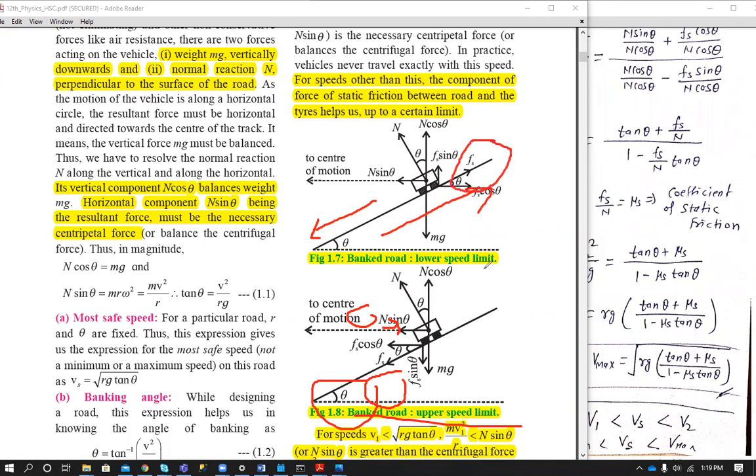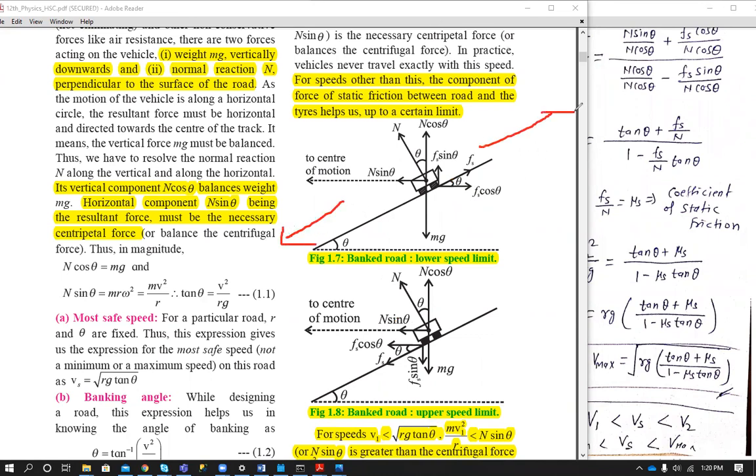Whereas in the second case, the vehicle will travel on the inner side, that's why the frictional force acts in the upward direction, along the inclined surface of the road. In the second case, the speed of the vehicle is more than the safety speed. As the speed is more than the safety speed, the vehicle will travel on the upper side of the road. So as it is traveling on the upper side of the road, it will feel frictional force along the inclined surface of the road, but in the downward direction. So that is the only difference.